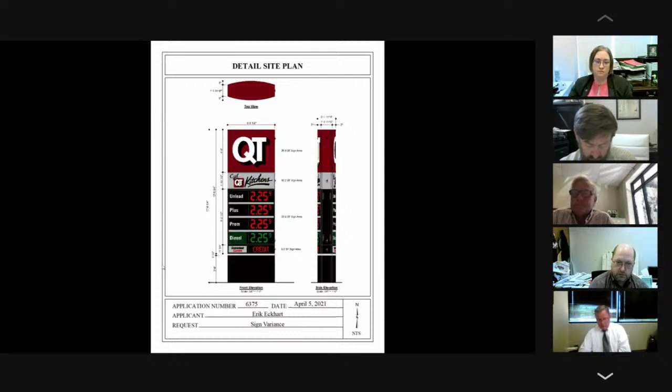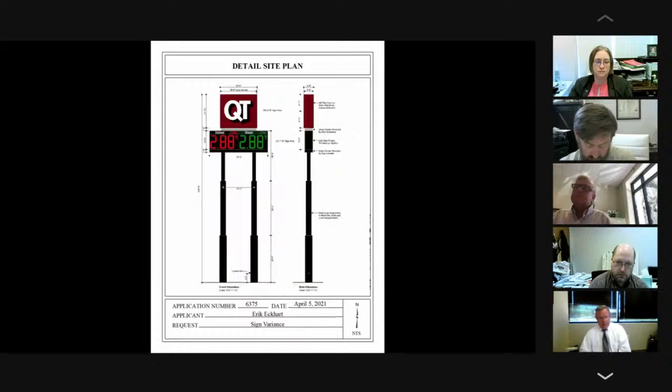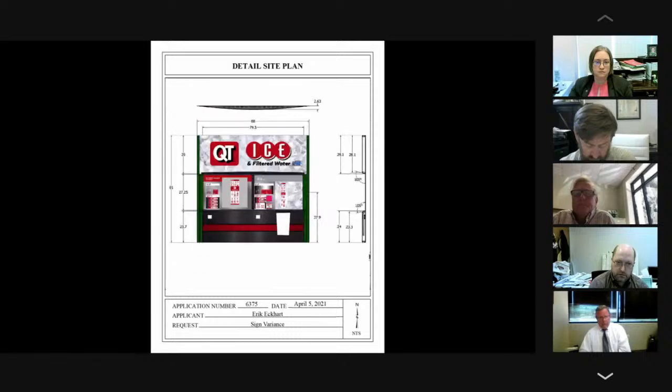Sorry, I'm losing track here. Let's see, we touched the building, the canopy. So then to the truck fuel sign or the truck scale sign. I think it's the last one in here.